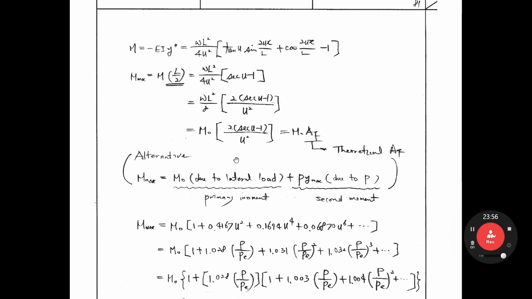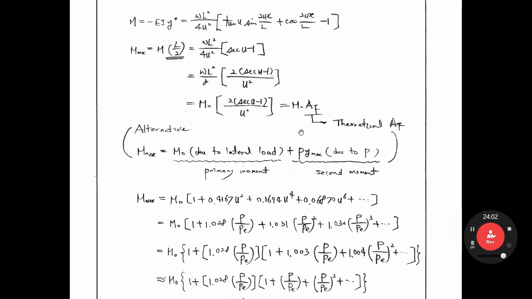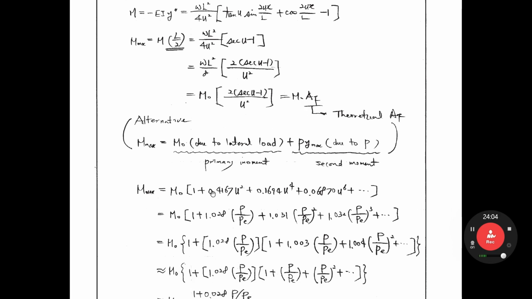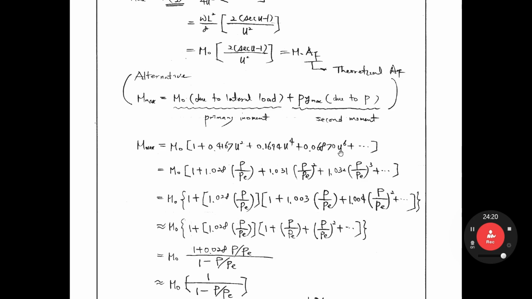Then you can also get the same equation like that. By the way, from this equation, you again use the power series expansion of secant U. Then you can rewrite like this from this equation. And then you know the relationship of U, the same as the previous. Then you can rewrite the P over P term like that.